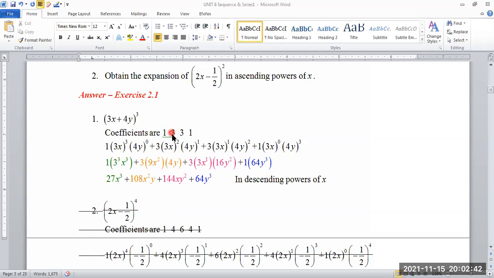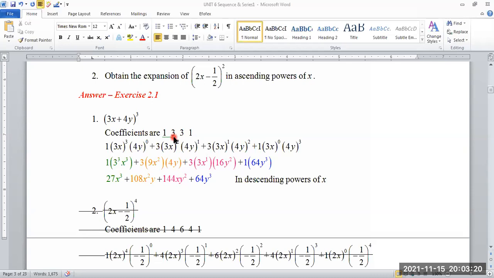Remember, sir said the second digit in the coefficients tells me what power I'm in. The second digit in the coefficients, either from the left or from the right, tells me what power I'm in. If it was 4, see, 1, 4, 6, 4, 1. So the second digit tells me what power I'm in. So anytime you get anything raised to the third power, best believe that you're going to use 1, 3, 3, 1. Trust me.